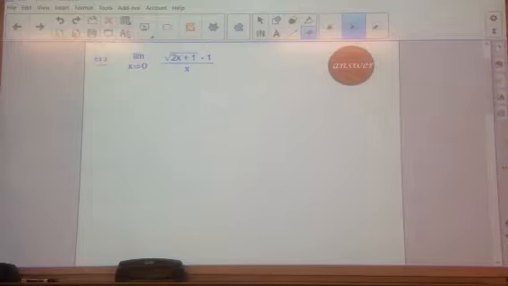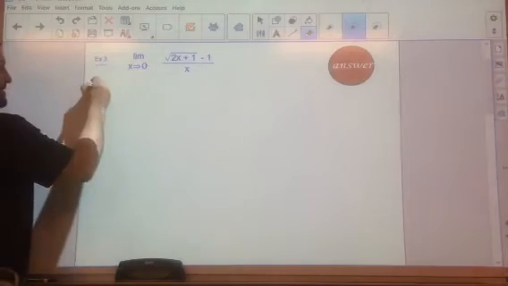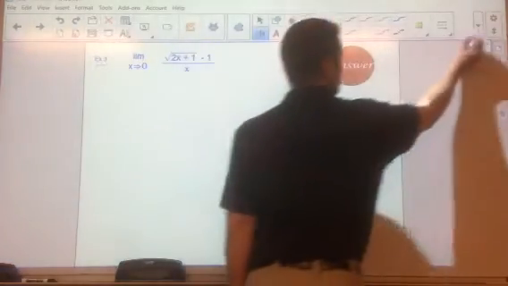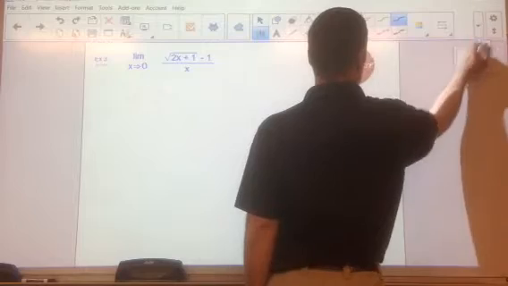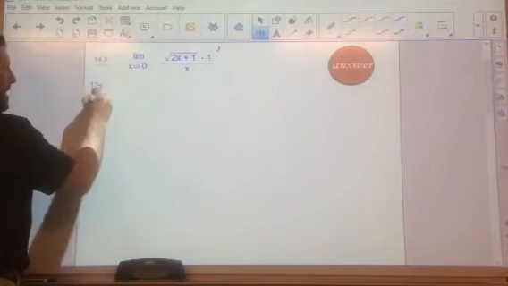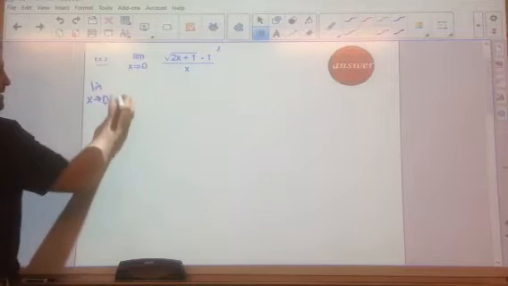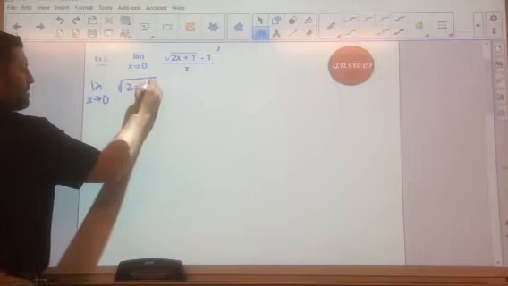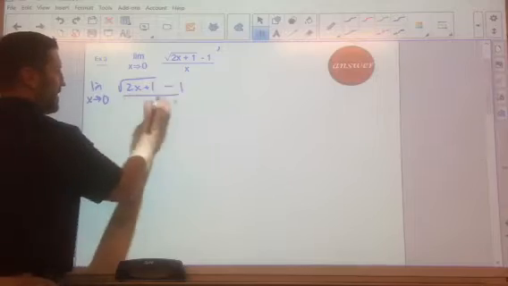So you've learned your whole life that you can't have radicals on the top or on the bottom of a fraction. You have to rationalize the denominator. This method is called rationalize the numerator. So I'm going to take the radical from the top and move it to the bottom. So I'm going to take the limit as x goes to 0 of root 2x plus 1 minus 1 over x.